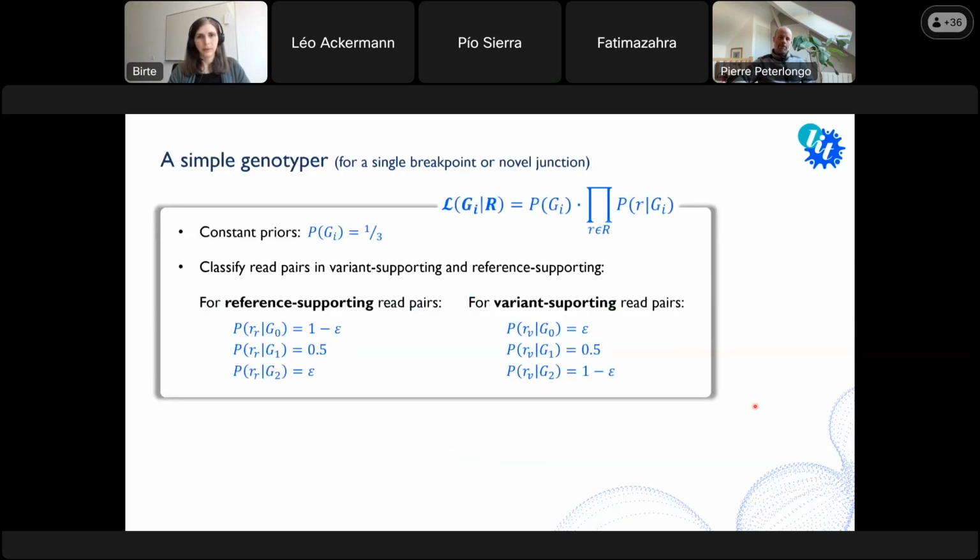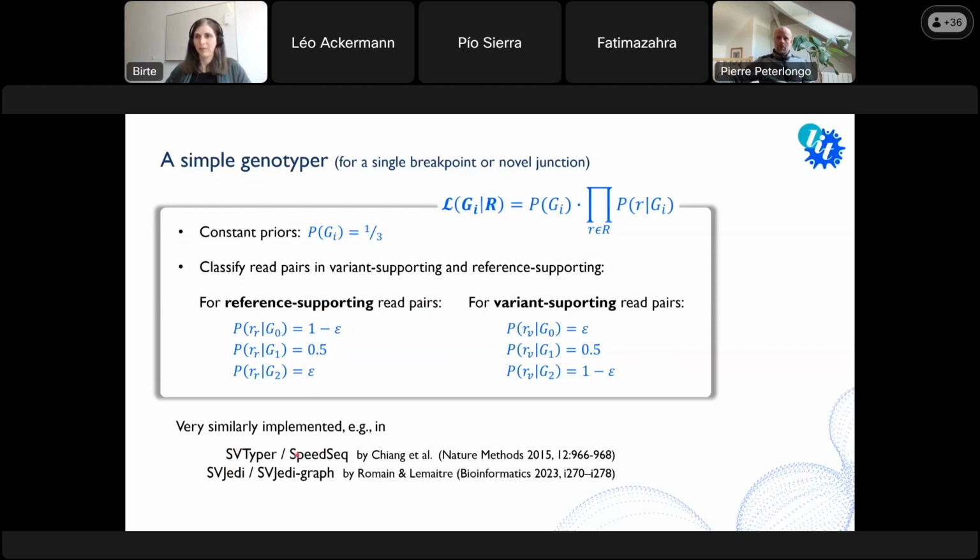Yeah, so a very simple genotyper, for example, for structural variants, could be one that uses constant priors, 1/3 for all three genotypes, and then classifies read pairs in those that are variant supporting and reference supporting somehow. Yeah, there are lots of things you can consider when classifying the read pairs you observed. A reference supporting read pair for the reference genotype will have probability close to 1, and for the homozygous variant genotype will have a probability close to 0, and 0.5 for the heterozygous genotype, and the opposite for the variant supporting read pairs.